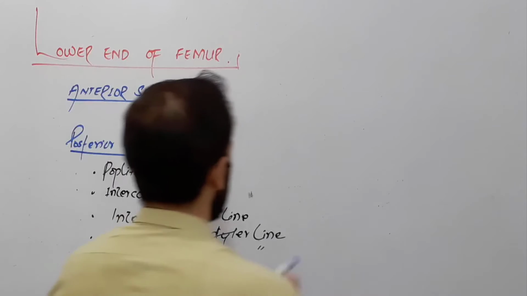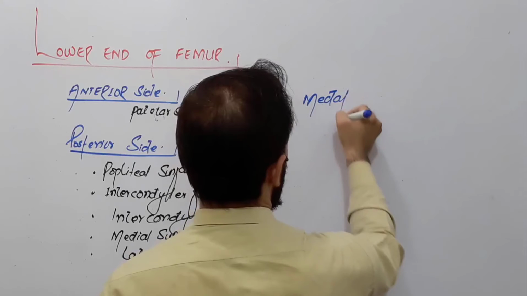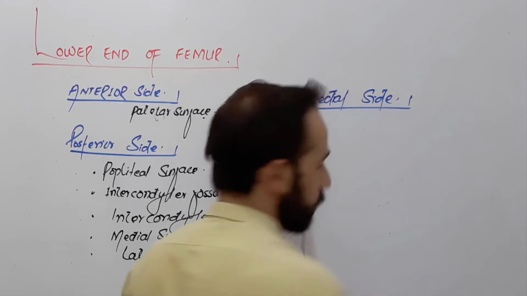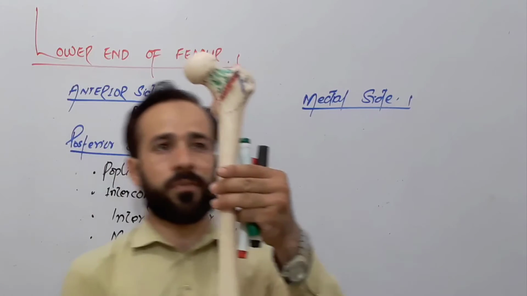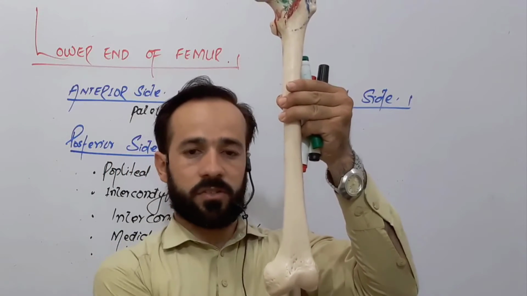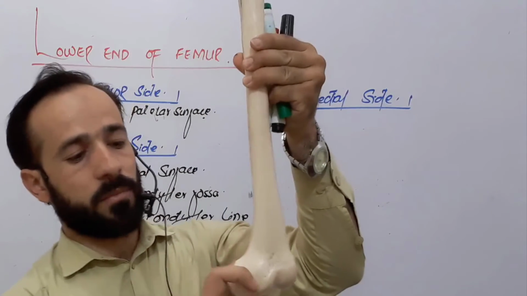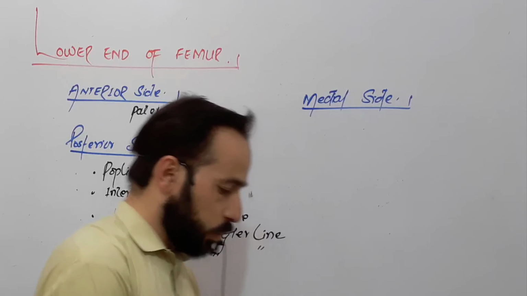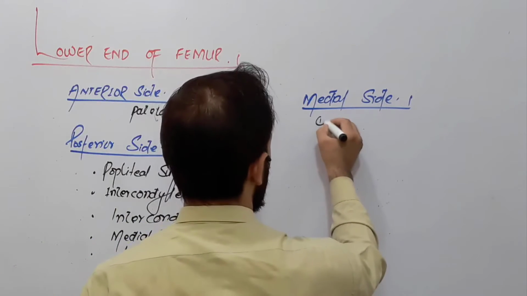Then let's go towards the medial side. In the medial side of this femur bone, right? Look carefully, friends. This is the right femur, right? Left femur. This is the medial side, and this is the lateral side. In the medial side of it, totally, it has some important landmarks. And what are those? First of all, it has a medial condyle, right? In the medial side, it has a medial condyle.